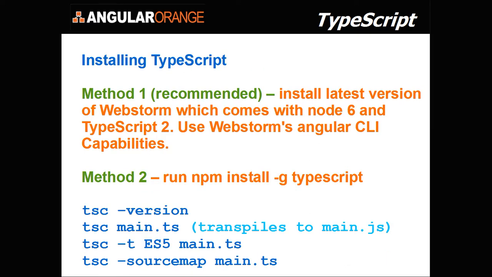Okay, so installing TypeScript, there's one method that I recommend. I found that going from Angular 2 to Angular 4 was very problematic in getting your projects to compile properly and make sure you had everything in the packages. I found it to be a confusing mess. I couldn't tolerate it. Going from Angular 2 to Angular 4, I upgraded my WebStorm version to the latest version, and that installed Node and TypeScript 2 and Angular CLI capabilities, and I was off and running.